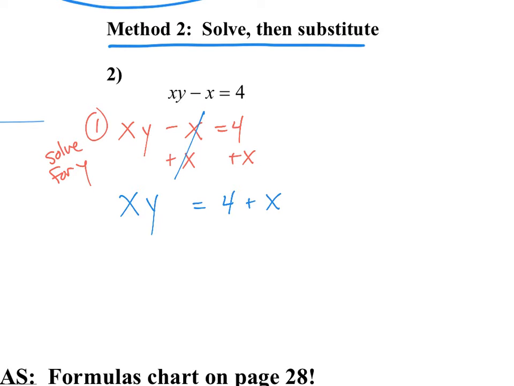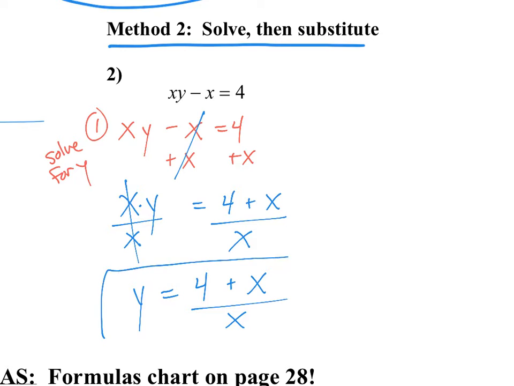All right? Now we got to get y alone. So how do you get rid of this times x? Divide by x. So we divide everything by x. So divide the left side and divide the right side by x. So we end up with y equals 4 plus x divided by x. So we solve for y.